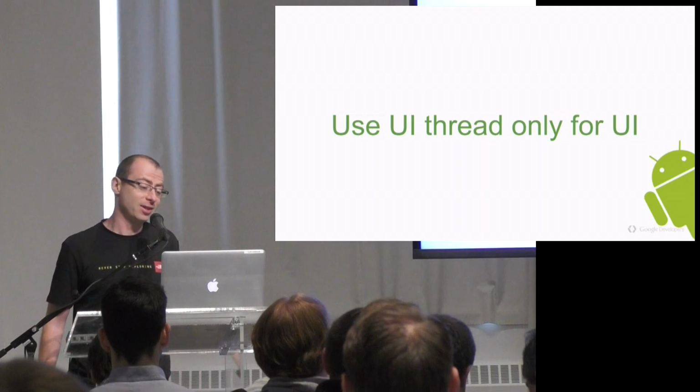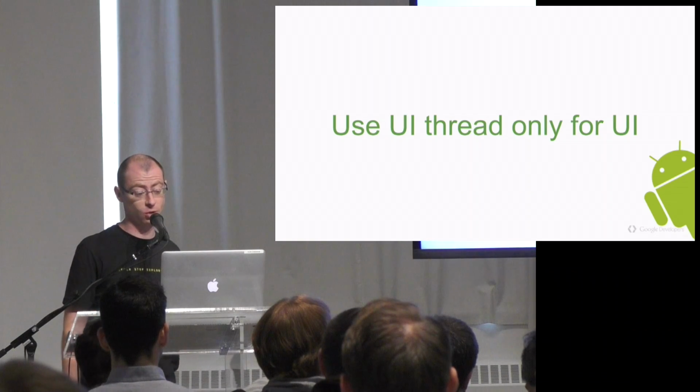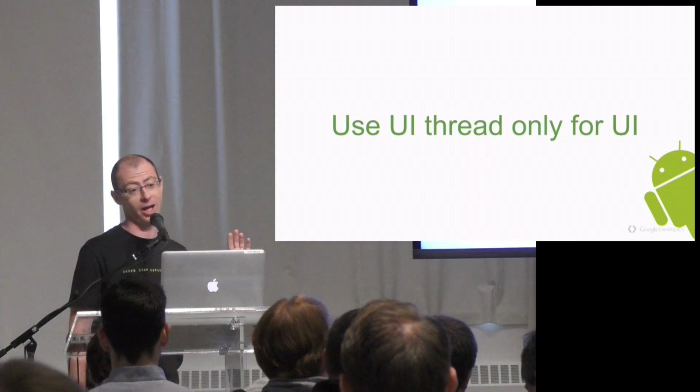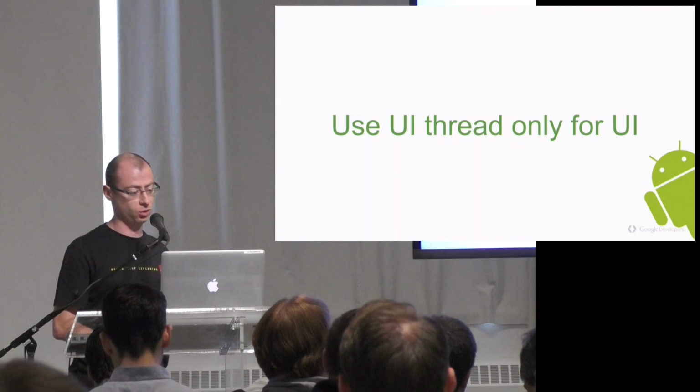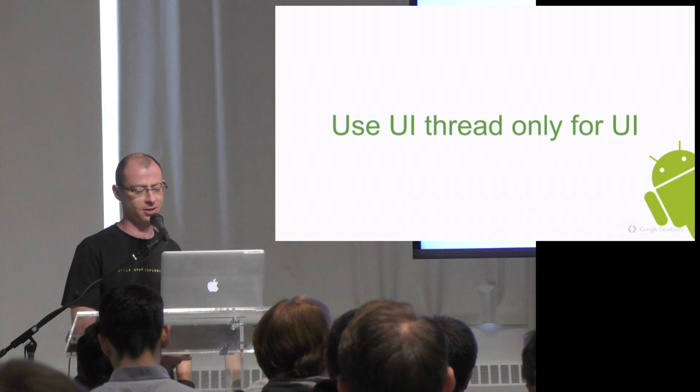The secret for effective scrolling is as follows. Use the UI thread only for UI. If you do it, you solve 99% of your problems. And let's see how.